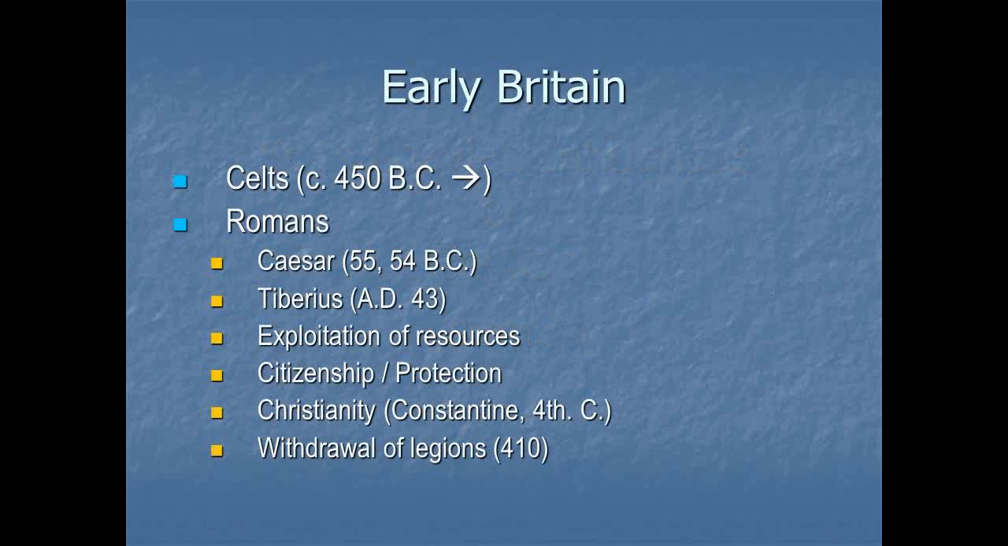So to start, let's zip back to 450 BC at the latest. Sometime prior to 450 BC, groups of Celtic-speaking peoples inhabited the Isle of Britain. These are the ancestors, of course, of the Welsh, the Cornish, the Breton, linguistically speaking. And for the next 500 years or so, they kind of had the place to themselves.